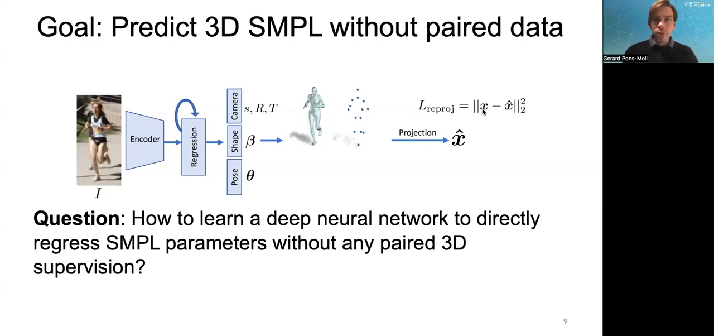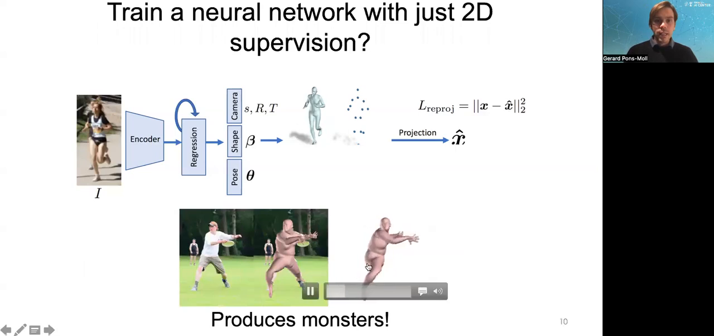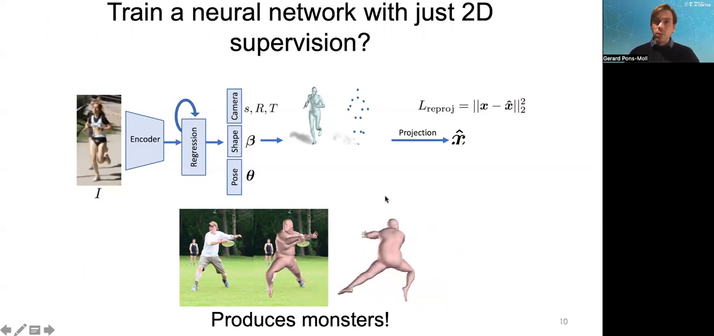Now, what happens if you just train this network naively is the following: the network produces monsters, and that's fine. These monsters do project to the key points. This is what the network has been trained on, but they do not look like real humans.